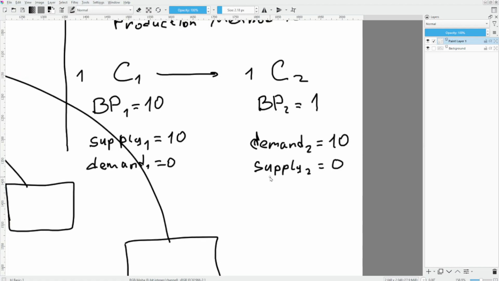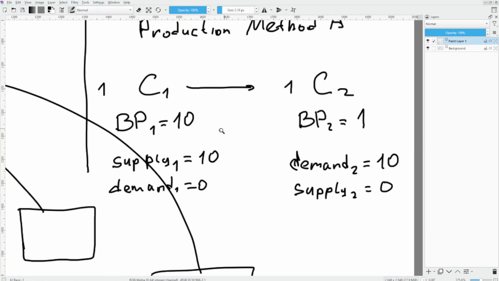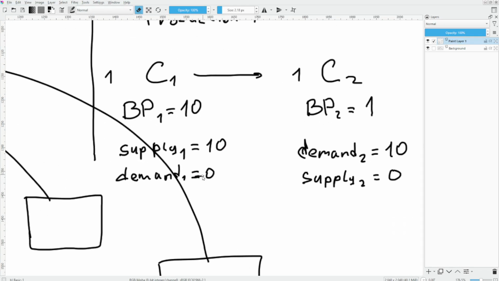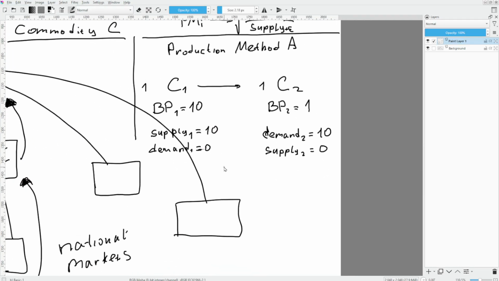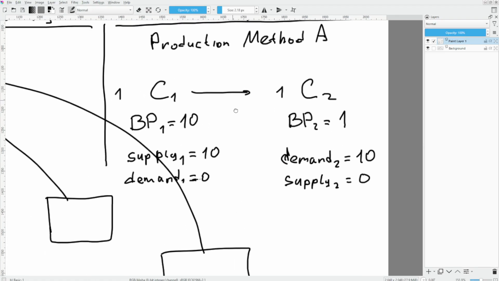And so in a general situation, in the real world, we want to produce this commodity C2 via this production method to use the supply of C1 and satisfy the demand of C2. And price should help us to make everything profitable, right? And we want to produce 10 units of C2 from 10 units of C1, right?